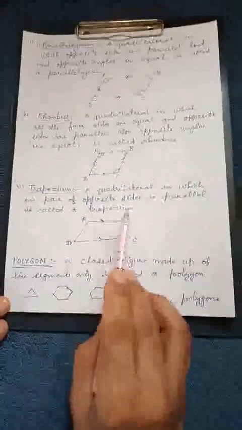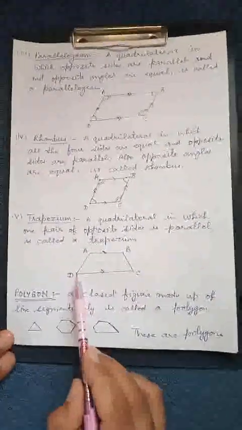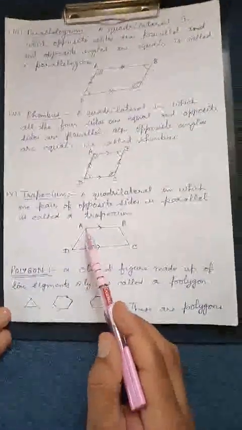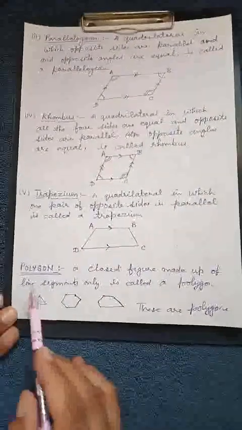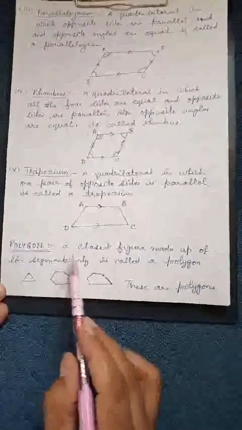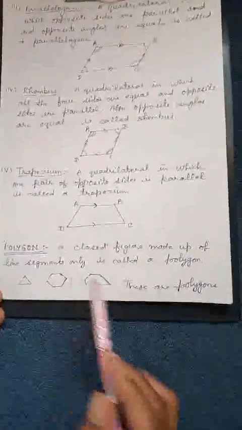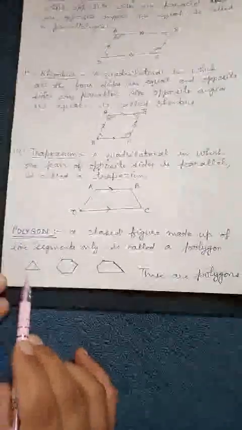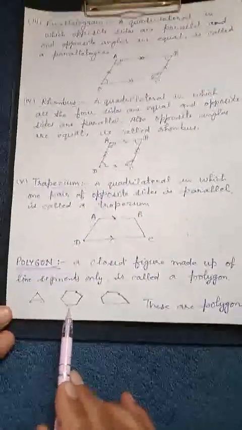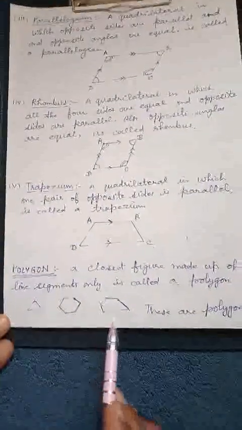Now trapezium, a quadrilateral in which one pair of opposite sides is parallel is called a trapezium. This is the figure of trapezium in which side AB is parallel to side DC and the second pair of side is non-parallel. Now polygon, a closed figure made up of line segments only is called a polygon. Here are some polygons. These are closed figures made up of line segments only.